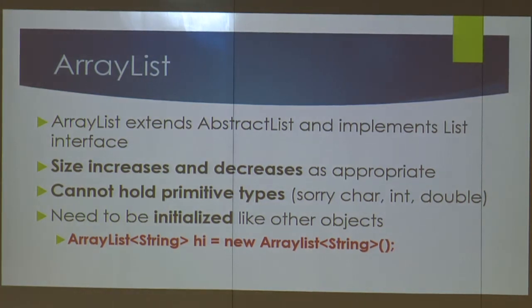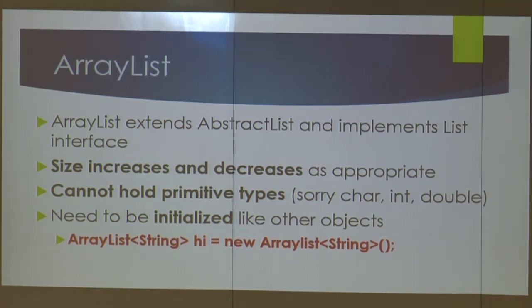And then after that, just like with any other object, we just include an arbitrary name. So I just called this array list hi. It's not great practice, doesn't really tell us what the array list is doing, but it's valid. And then we have our equal sign, new keyword, just like with any other object. And then we call the array list constructor.